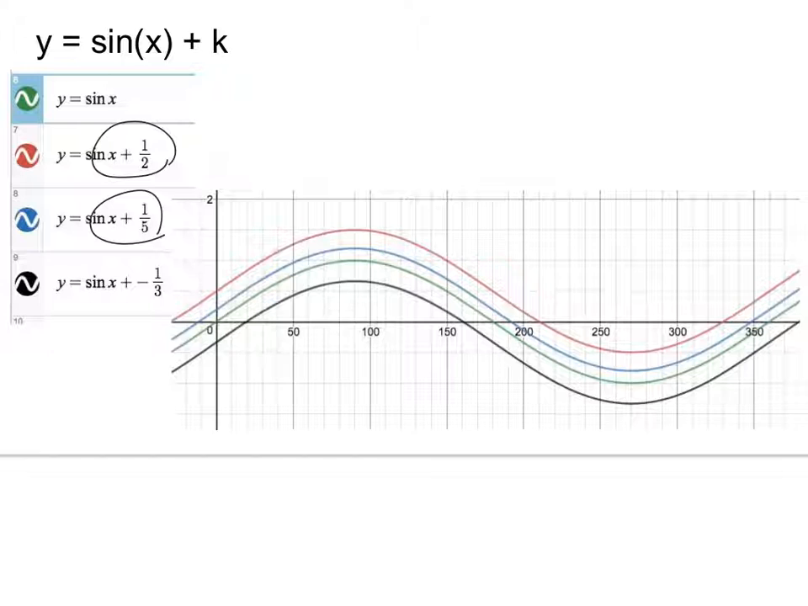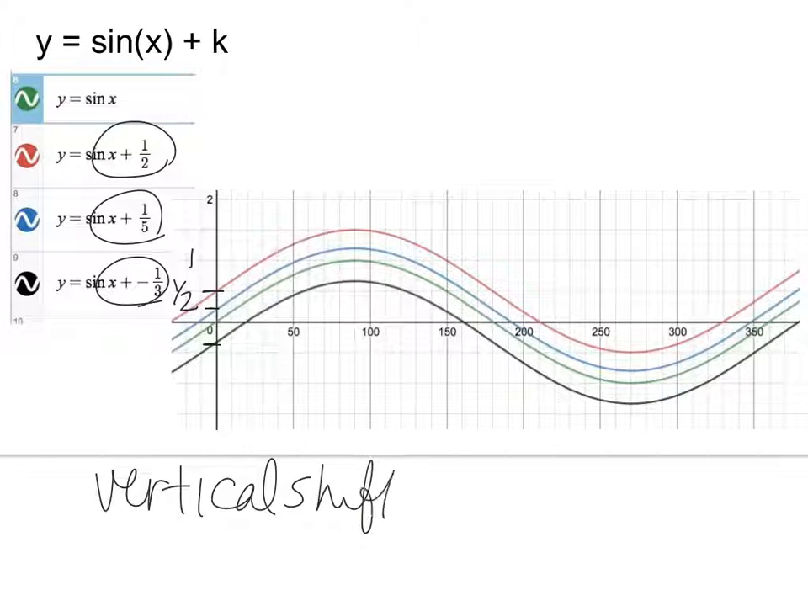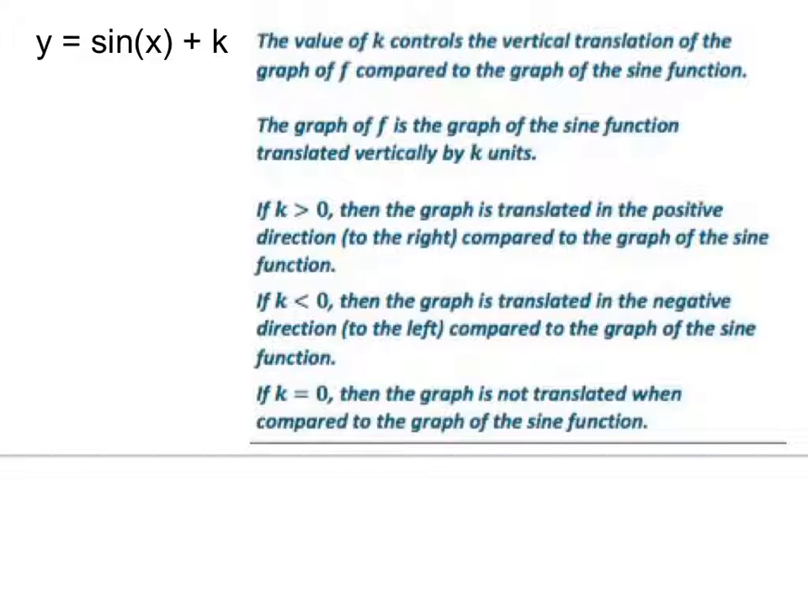So we're starting right here. If this is 1, that's 1/2. So the red one starts at 1/2. The blue one starts at 1/5. The black one starts at -1/3. Okay? It just shows your vertical shift. So just to summarize what we did here, the value of k controls the vertical translation of the sine function. It's translated vertically by k units.